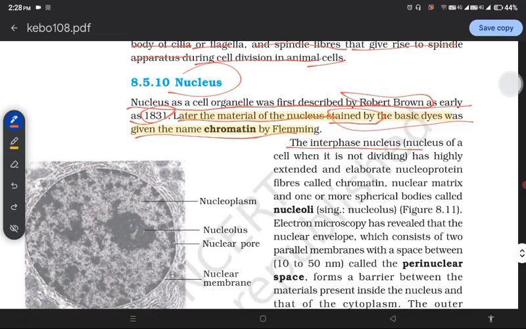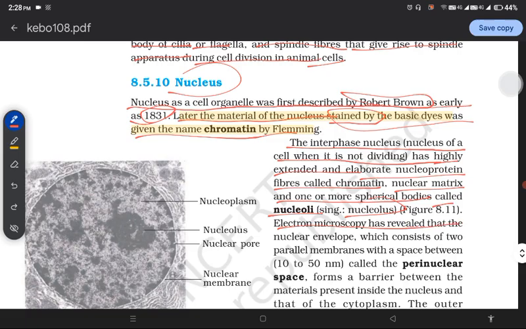The interphase nucleus, the nucleus of the cell which is not dividing, has highly extended and elaborate nucleoprotein fibers called chromatin, the nuclear matrix, and one or more spherical bodies called nucleoli.